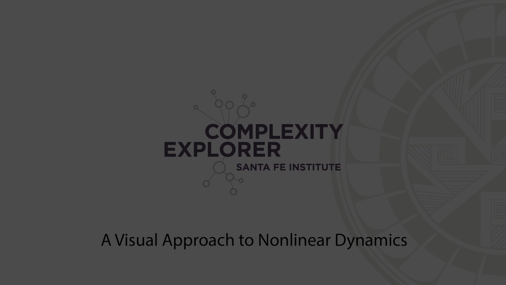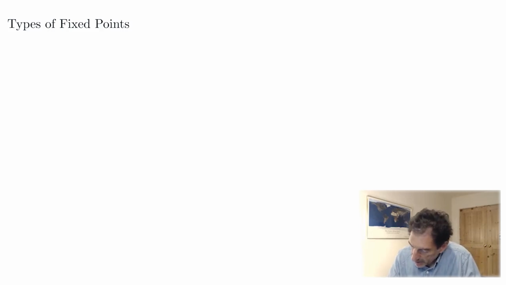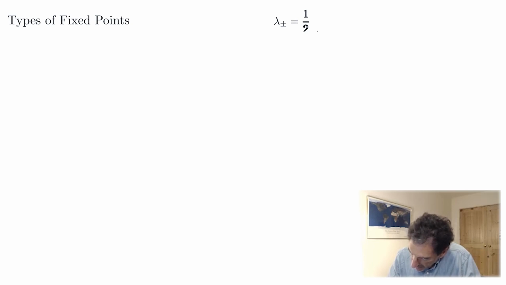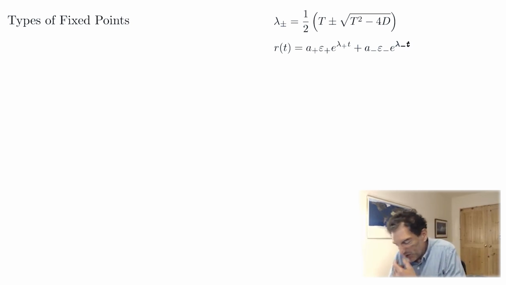So let's characterize the types of fixed points that arise depending on the eigenvalues. For reference, let me just remind you what the eigenvalues are. Lambda plus minus is equal to 1/2 t plus or minus the square root of t squared minus 4d. And the behavior of any arbitrary point in the two-dimensional state space is equal to a plus epsilon plus e to the lambda plus t plus a minus epsilon minus e to the lambda minus t, where a plus and a minus are the expansion coefficients of the initial vector on the eigenvectors themselves.